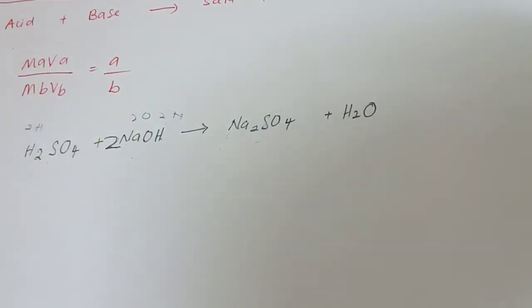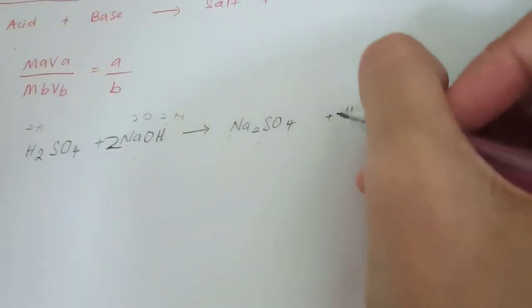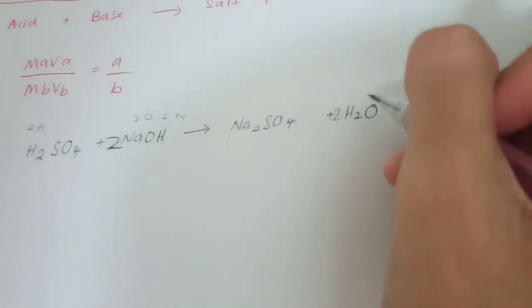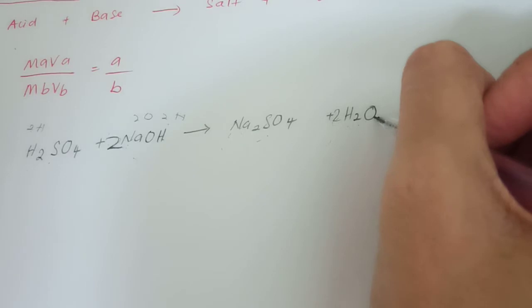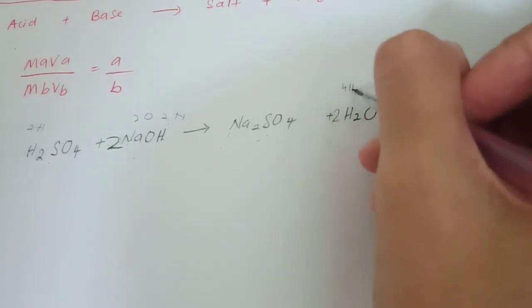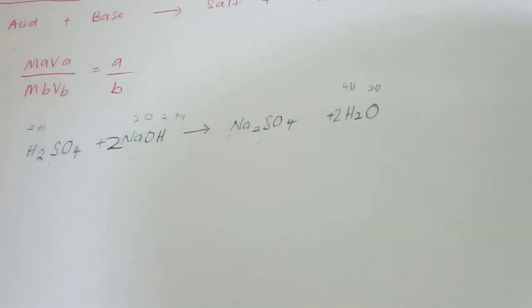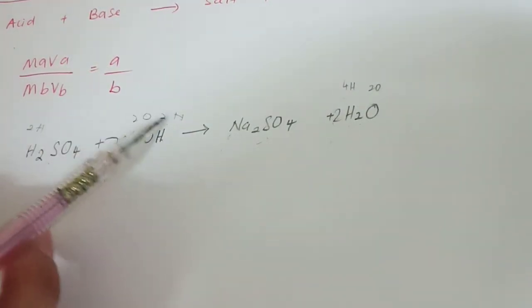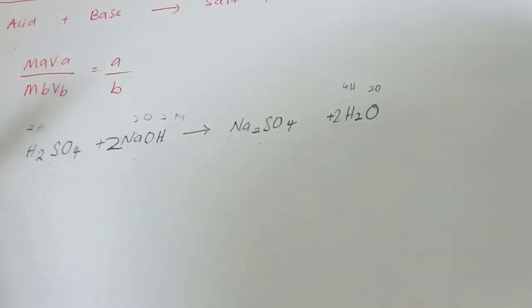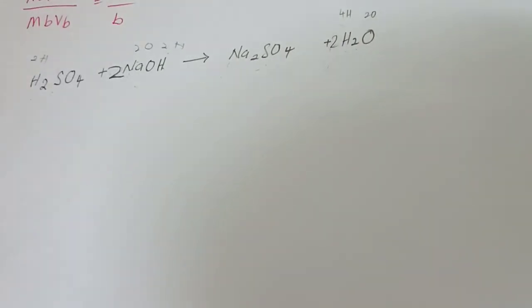Okay, so what can we do to balance this? We can put 2 in front. So 2 times 2, 4. 2 times 1, 2. Okay, so 4H and then 2O. So the same, right? 4H, 2O. Here also 4H, 2O. Balanced. And now we list out the information from the question.